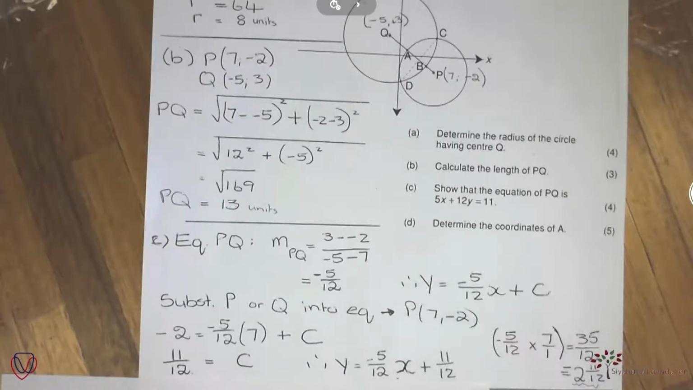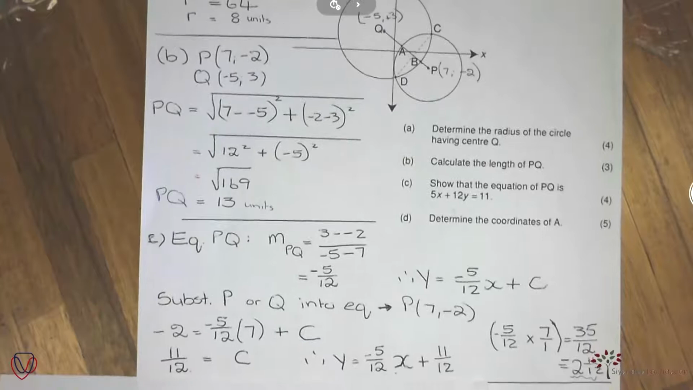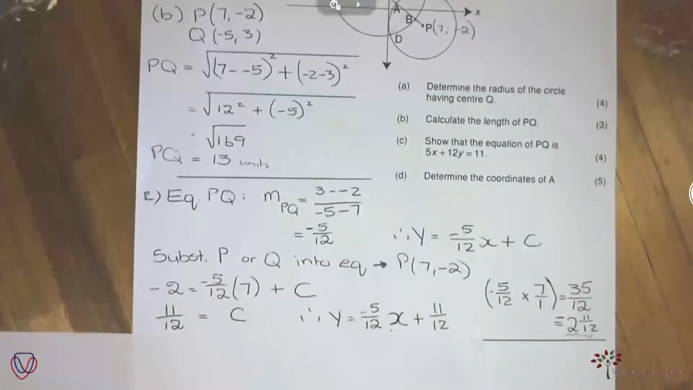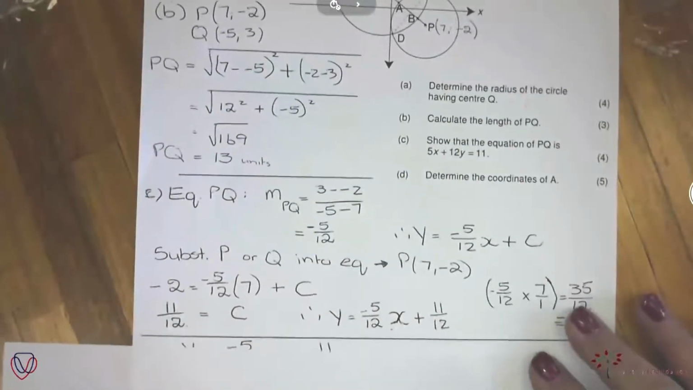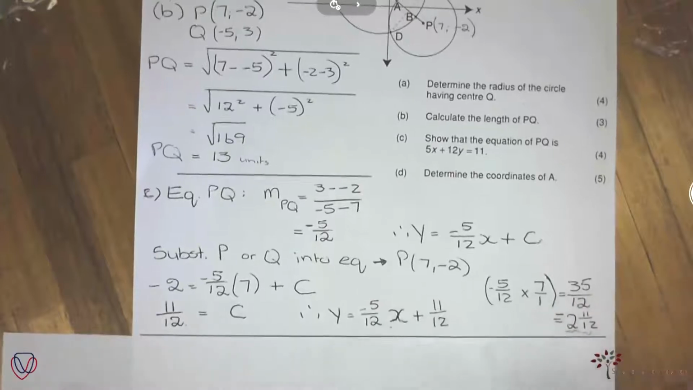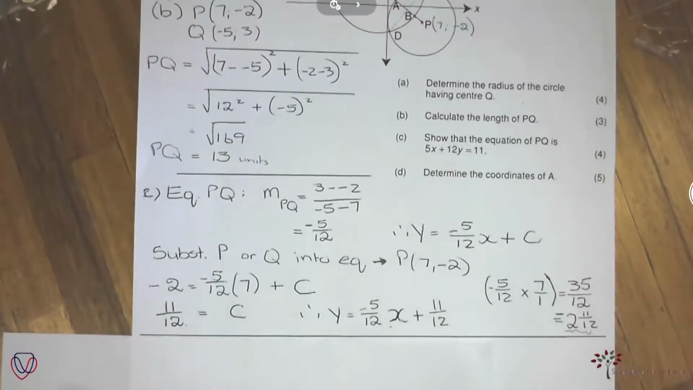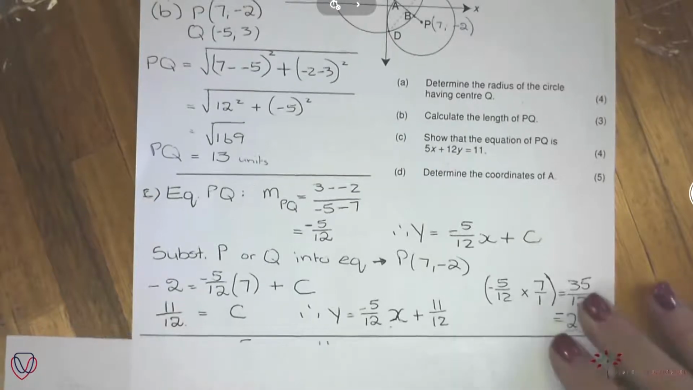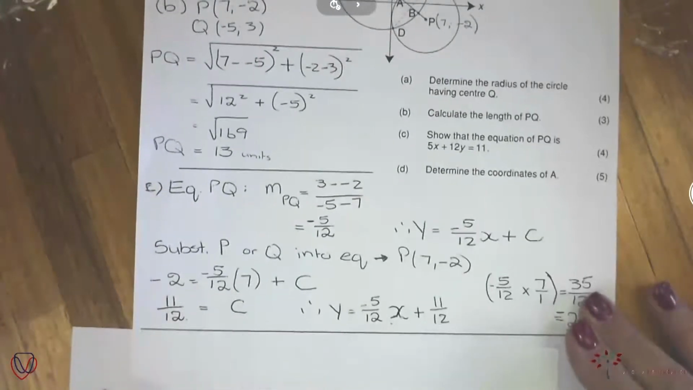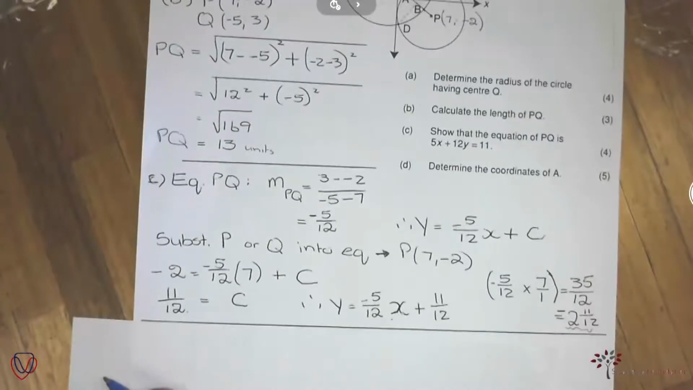So I skipped that step because I thought to myself, wow, if you can't do this question, you cannot get a distinction in mathematics. That is impossible. That was question C. Now we're going to do question D. Very short and easy. Determine the coordinates of A.